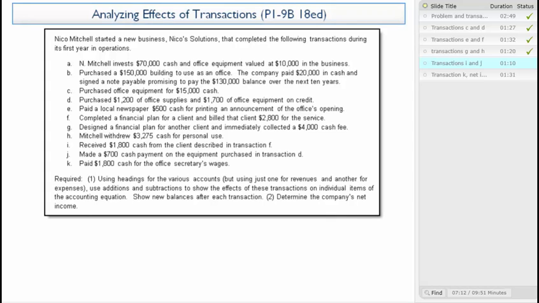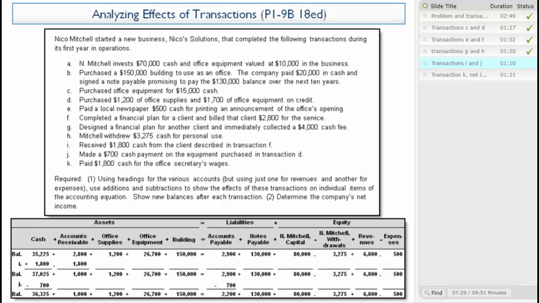On transaction I, the company received $1,800 cash from the client described in transaction F. And on transaction J, the company made a $700 cash payment on the equipment purchased in transaction D. Okay, now looking down below on this slide, you can see the $1,800 cash receipt showing an increase in cash and a decrease in accounts receivable because the customer has paid the money that was owed. And then on transaction J, you see $700 cash being reduced and accounts payable also being reduced. Both of these transactions, we remain in balance.